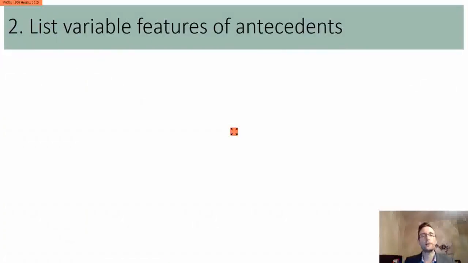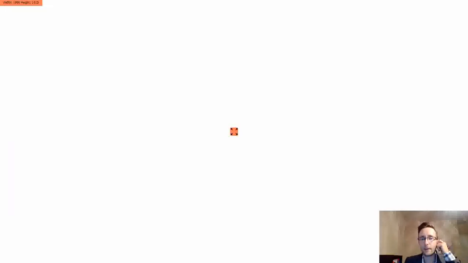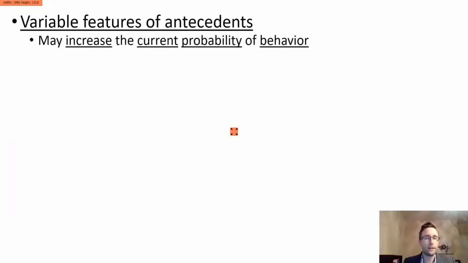Okay, so objective number 2 is to list variable features of antecedents. So let's take a look. Antecedents may increase the current probability of behavior. The emphasis here is on current. We're not talking about consequences anymore. Consequences alter the future probability of behavior. But antecedents alter the current probability of behavior, the here and now. What the organism or the person is going to do at this very moment is influenced by antecedents.